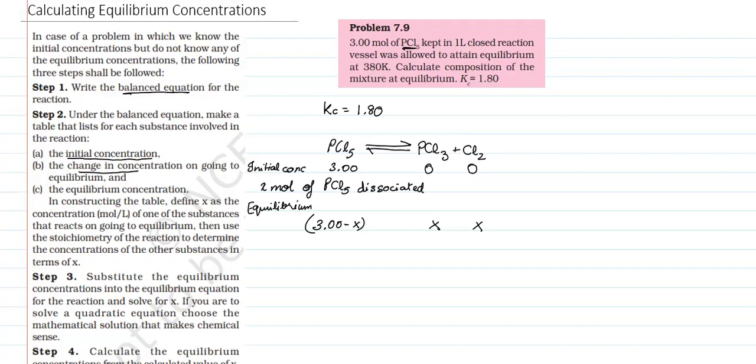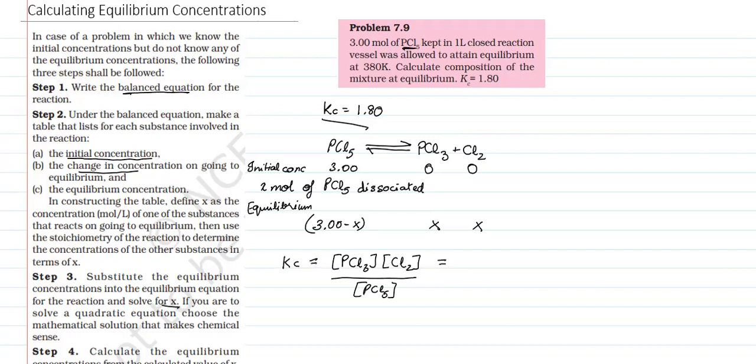Now, the next one is going to be step 3. Now, here we've been given the value of Kc. Now, obviously, we are going to be calculating Kc for this equation. So, Kc for this equation will be equal to concentration of PCl3 into concentration of Cl2 divided by the concentration of PCl5. And remember, 3.00 moles is the initial concentration. So, next thing is we'll be substituting the equilibrium concentrations into the equilibrium equation for the reaction and solve for X. So let's substitute it.